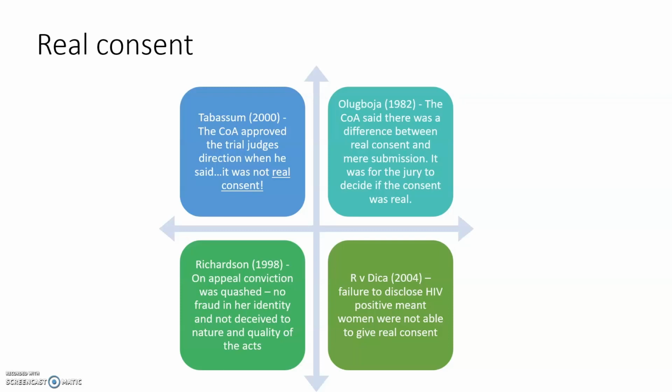And finally, with Dica, he basically had sex with a number of ladies and he knew he was HIV positive and failed to tell them. And they said that the women were not able to give real consent because they didn't know. He needed to inform them that he did have HIV before they could actually make a real decision whether to have unprotected sex with him.